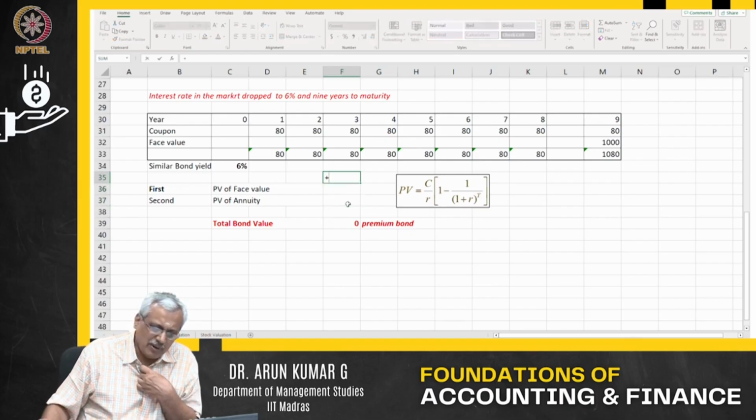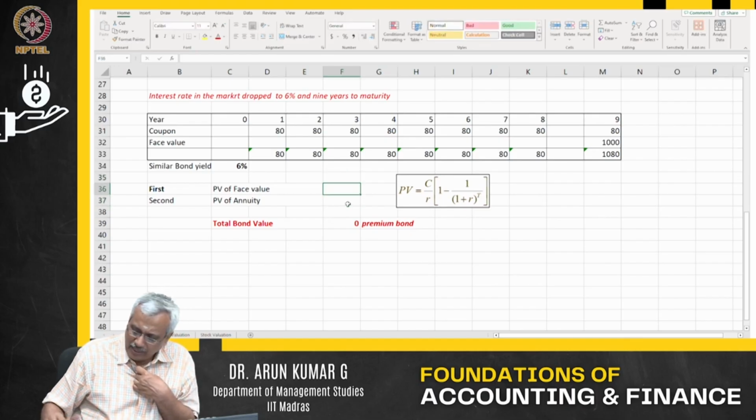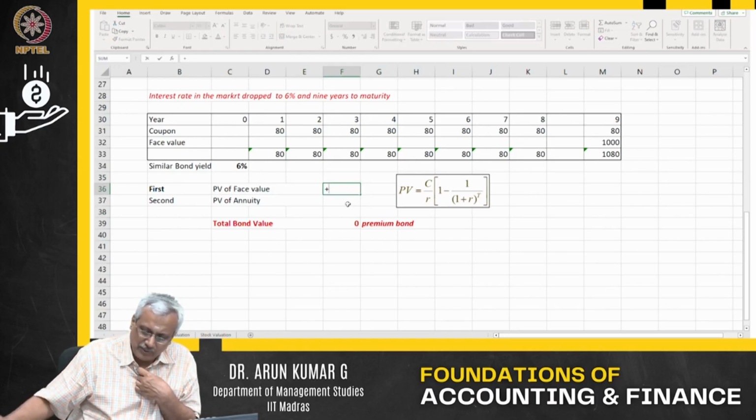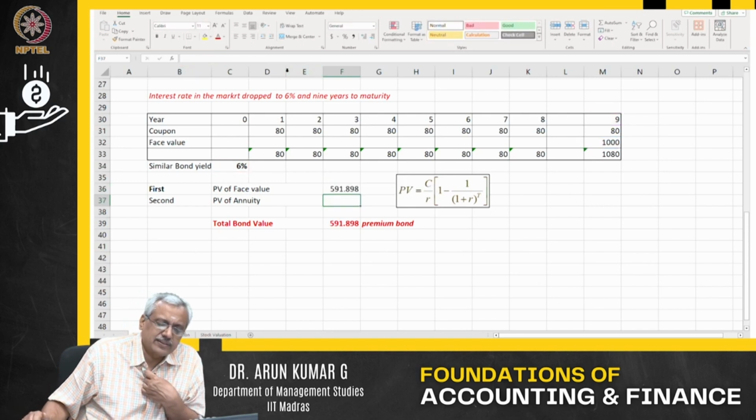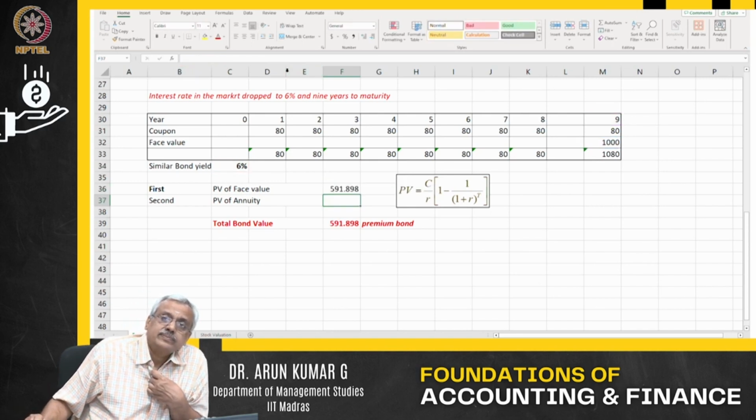Same thing, I am going to look at the present value of the face value. The present value of the face value is going to be 1,000 divided by (1 plus R) to the power of 9, where R in this particular case is 6%, because 9 years is what I am going to wait for getting the principal amount, and that is it.